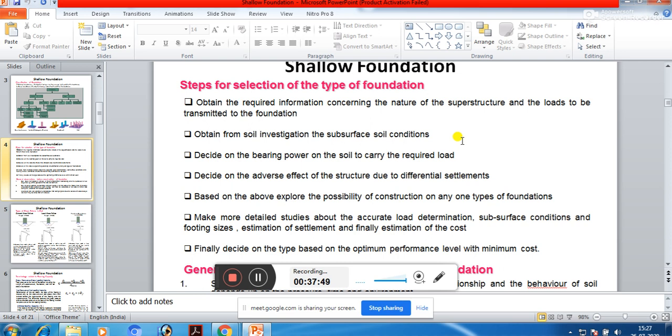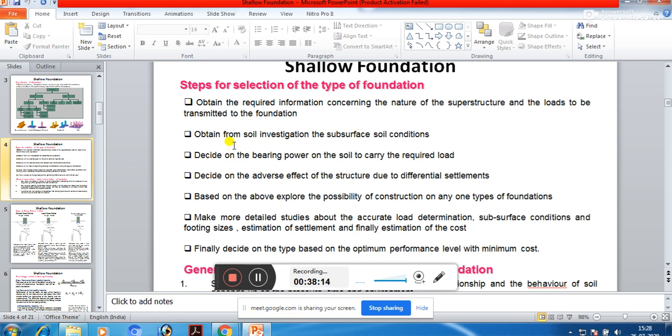Because of the placing of the machines, there will be vibrations coming onto the foundation, there will be dynamic load coming onto the foundation. So your design criteria, your selection criteria, your type of foundation may differ for the same two-storied building depending on the usage of the building. You should be very, very careful about it.